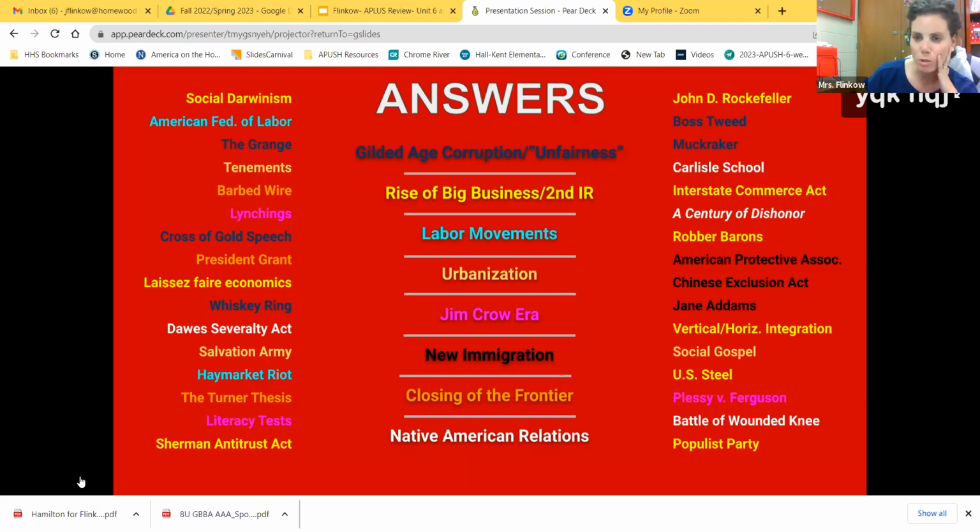The cross of gold speech, okay, that's going to be William Jennings Bryan. And that is going to have to do with the Western farmers wanted silver coinage, okay, because of inflation and money they owed. It would have made it easier. And so he gives this speech saying, don't hang us on a cross of gold, okay.